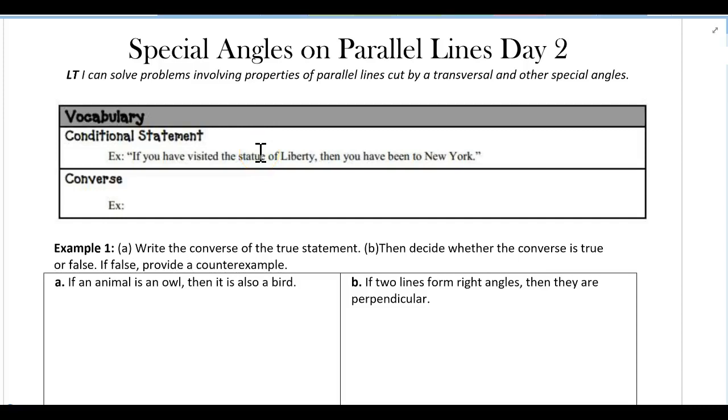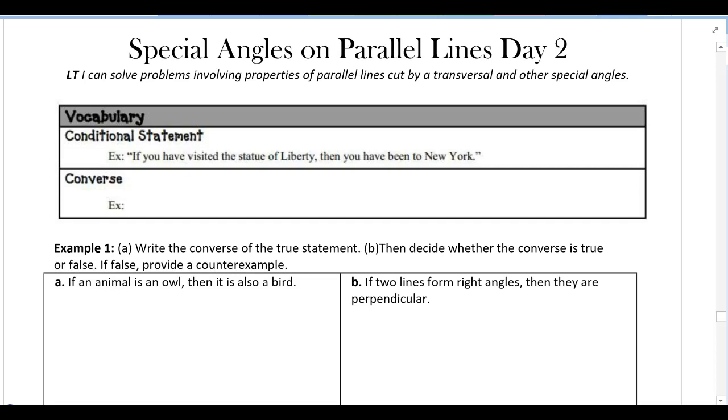In this video, we're going to continue with section 2.5, special angles on parallel lines. This is day 2 of the notes. In this video, we're going to be talking about converses so that we can get to the converse of the parallel line conjectures that we looked at in the last video.